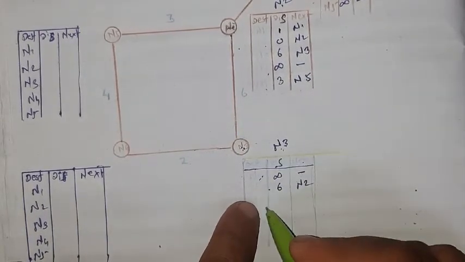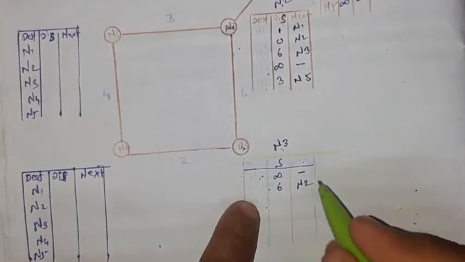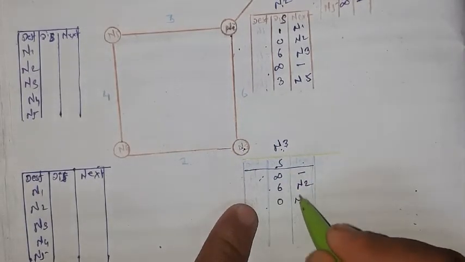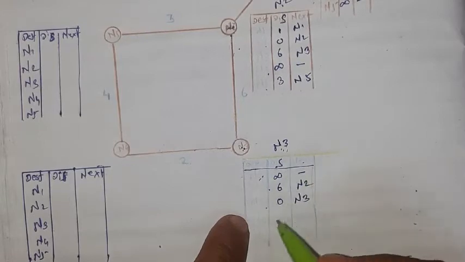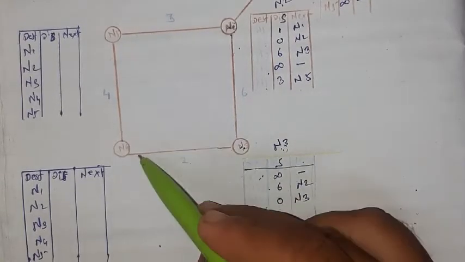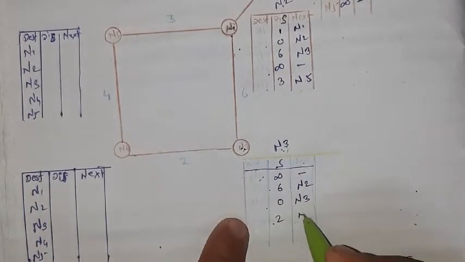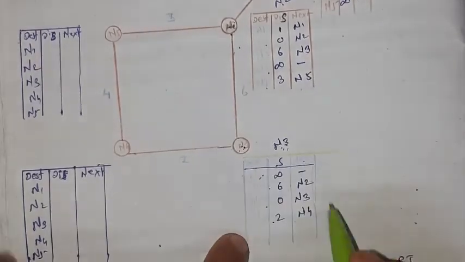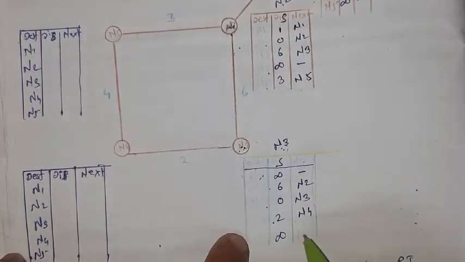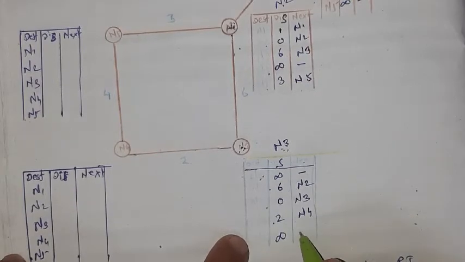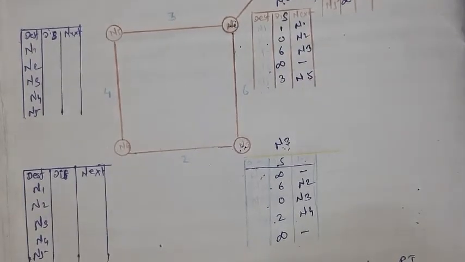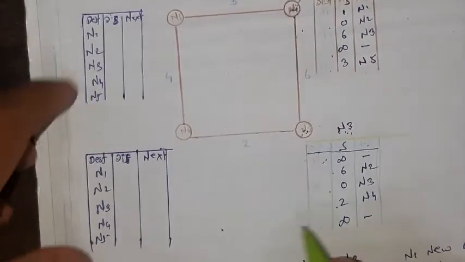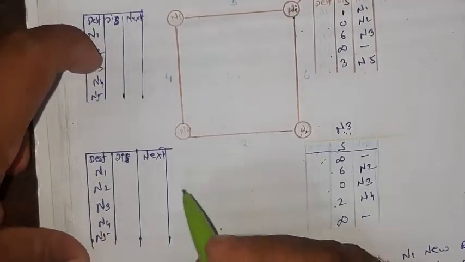Then n3 to n3 means 0, and we reach at n3. Then n3 to n4, cost is 2, we reach at n4. Then n3 to n5, it's not possible, so put infinity, and next is dash.